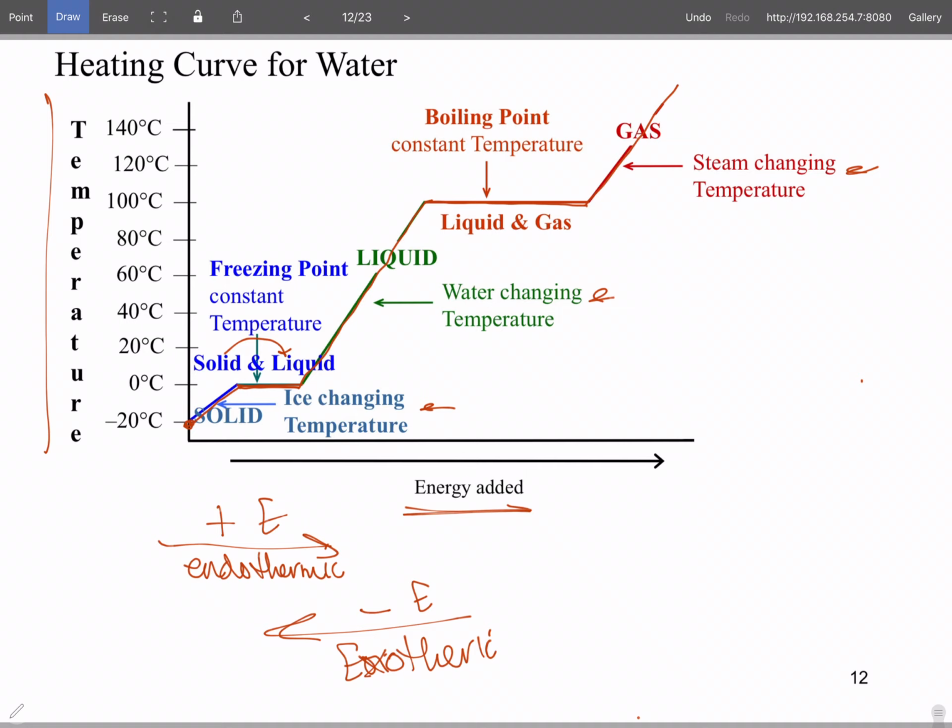The transition from solid to liquid or liquid to solid is the freezing point. The boiling point is when we move from the liquid to the gas or the gas to the liquid.